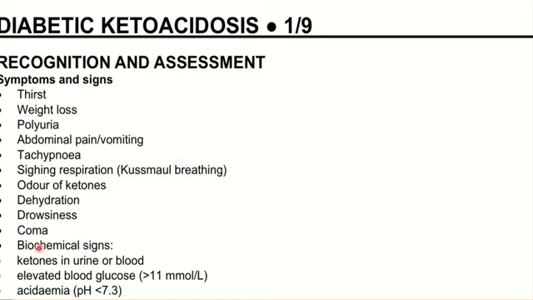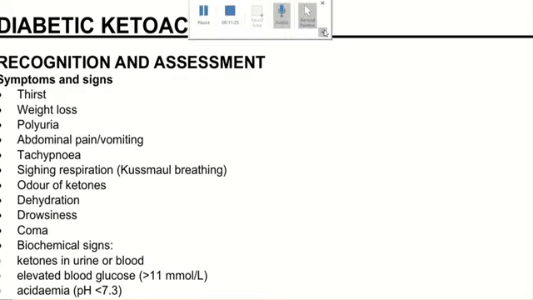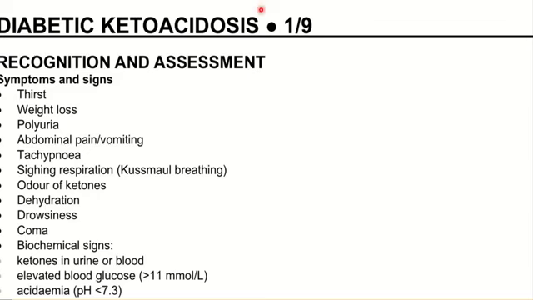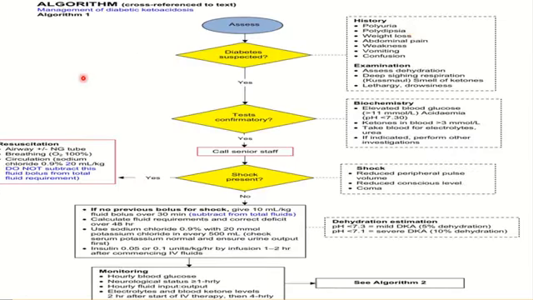So these are the signs and symptoms and biochemical signs. Now we'll look at the algorithm of management of diabetic ketoacidosis. Don't get scared by seeing this huge table that is there in the pediatric guidelines. You can see it's a 9-page guideline, but I have summarized it into a very small 2-3 pages because I actually wanted everyone to understand it. So this is the algorithm of management of diabetic ketoacidosis.